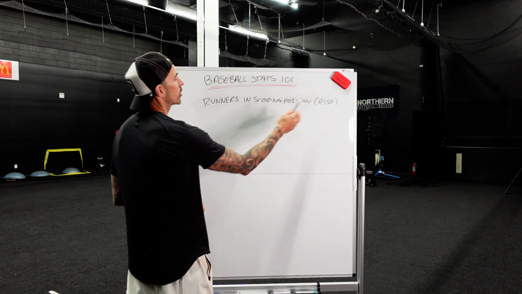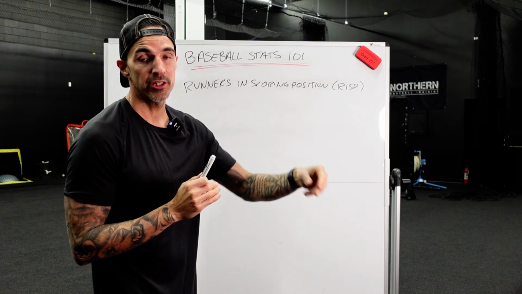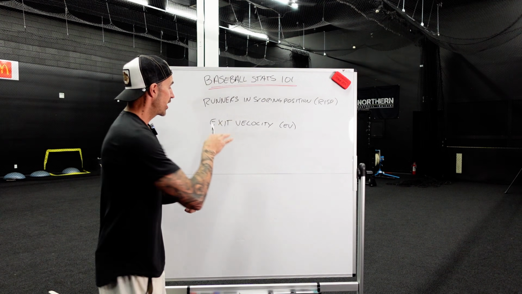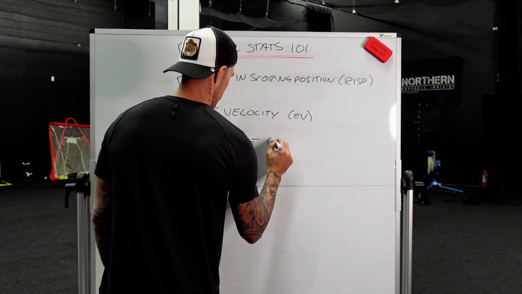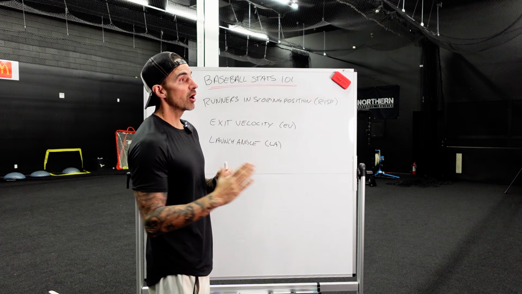Now runners in scoring position is your RISP. Now that's your batting average with runners in scoring position, which is either second base or third base. Now your exit velocity, or your EV, is how hard the ball comes off your bat. Now launch angle is just the angle of the ball coming off of the bat.